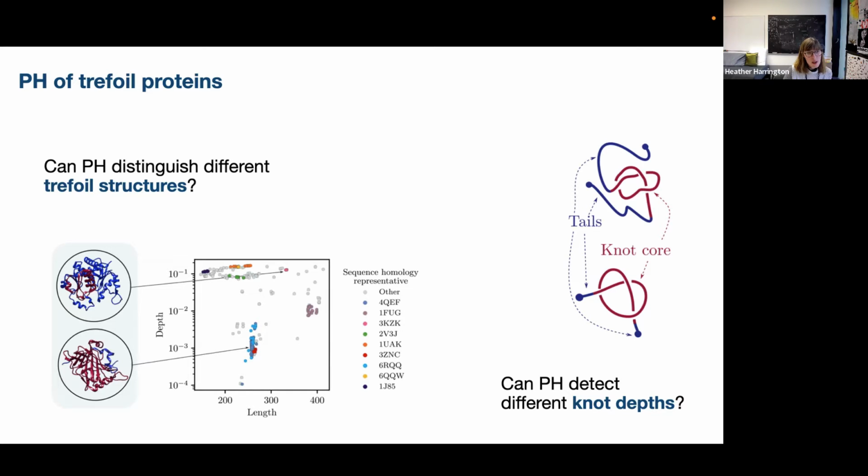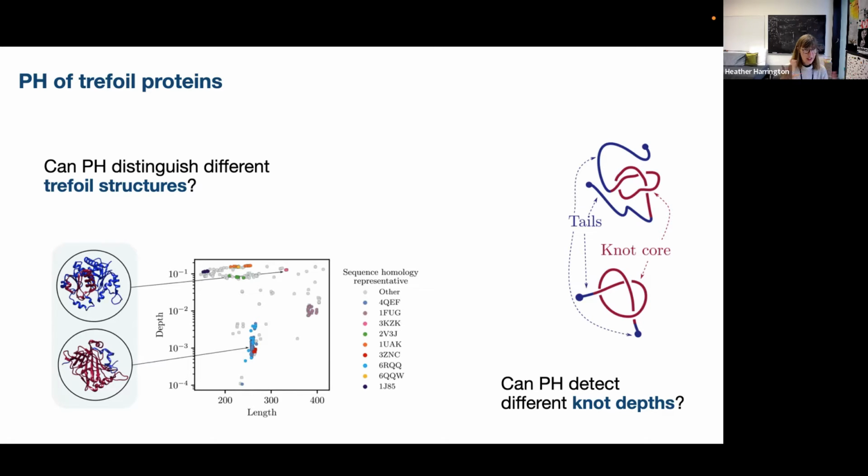And so here it's known. If you're looking at the left, we have the deeply knotted proteins at the top and the shallow knotted proteins at the bottom. And that's according to depth along the x-axis, and then length of the protein along the y. And what's called sequence homology representative sounds very topological. This is actually what biologists call very similar protein sequences. They call it sequence homology when the sequence is very similar. Here, the sequence homology representative is one example of a protein from a class of proteins that are known to be very similar.